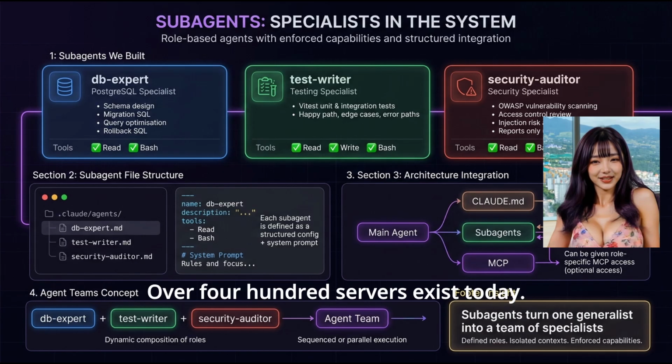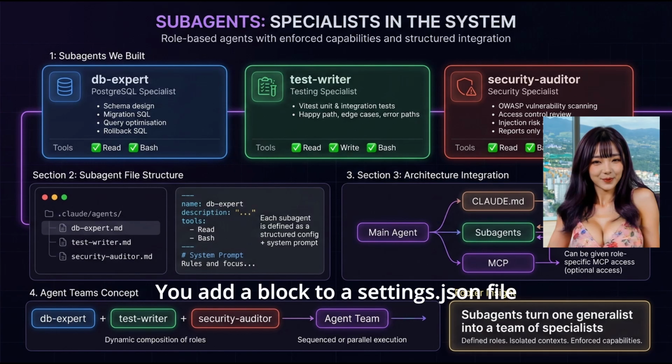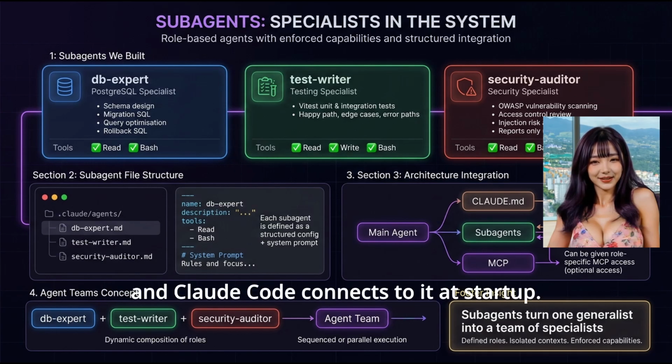Over 400 servers exist today. Each one takes about 5 minutes to install. You add a block to a settings.json file and Claude Code connects to it at startup.